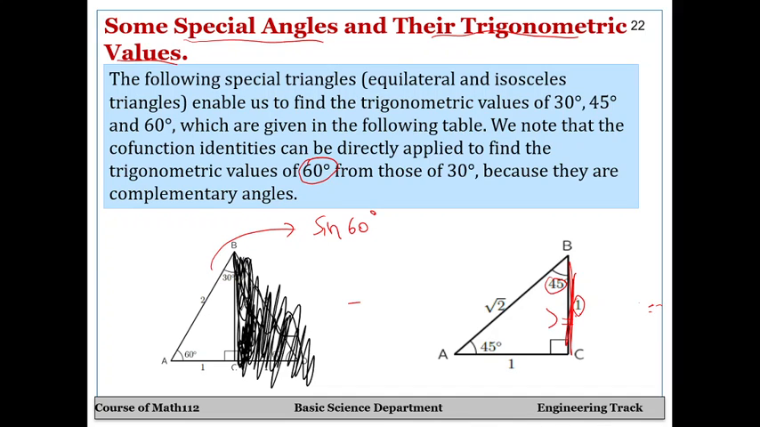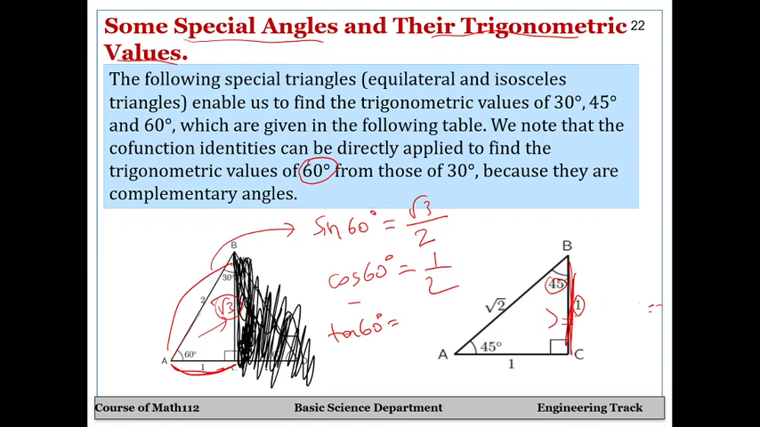What is sine 60? The opposite side of 60, which is square root 3, divided by the hypotenuse. This is the hypotenuse. This is not the altitude, sorry, altitude or height. It has to be height. So the hypotenuse will be 2. And then cosine 60: the adjacent side of 60 divided by the hypotenuse. And what about tangent 60? Tangent 60 is the opposite side divided by the adjacent side, which is square root 3 over 1.